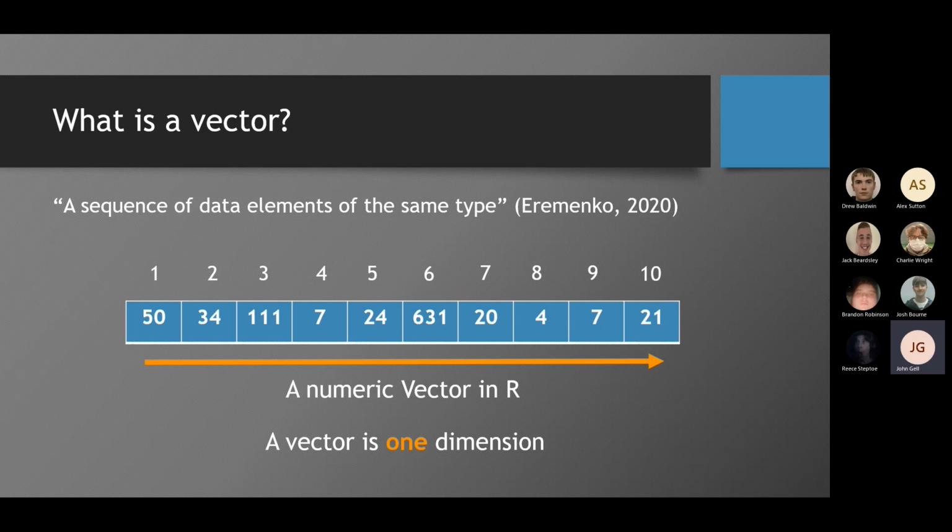A vector is one dimension. Okay, that's key here. A vector is one dimension, basically one row of data. Okay, everybody happy with that? You're going to ask a question? Or? No.